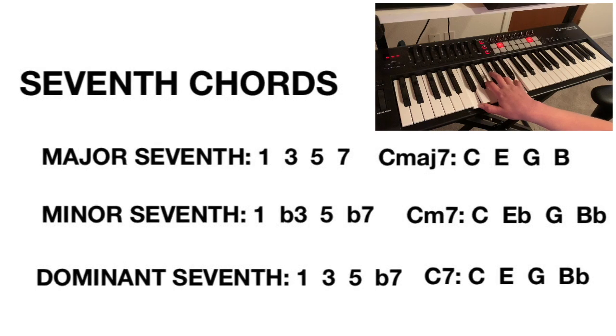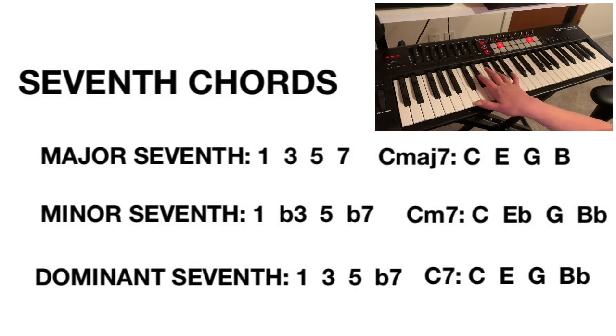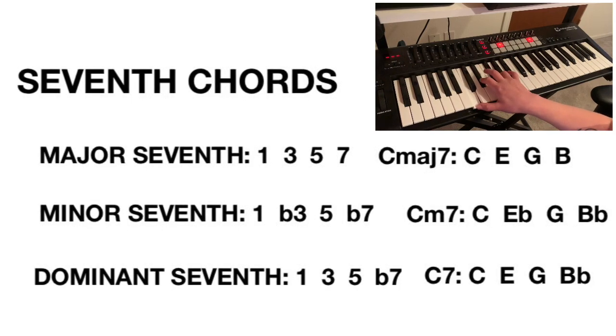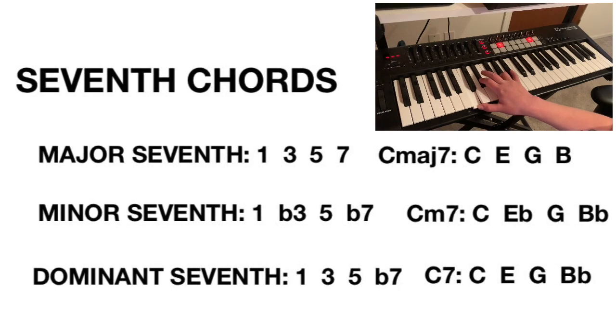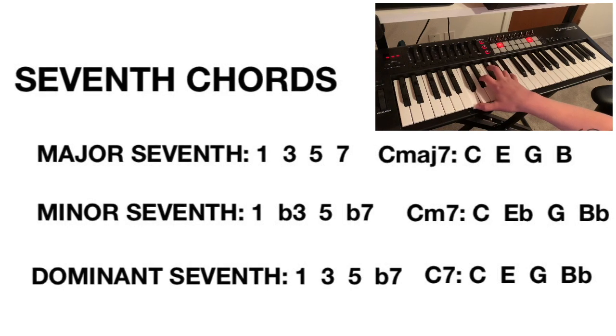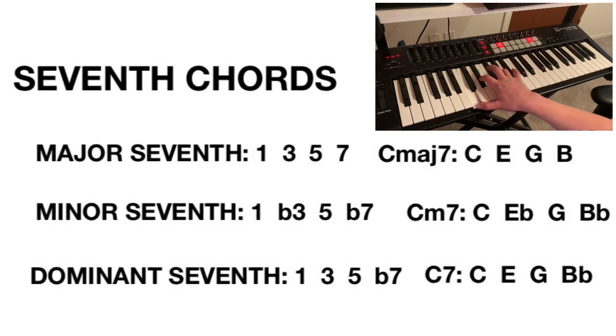If you have a minor chord, you can also do a minor seventh, so that 1, flat 3, 5 on the bottom. For example, in C minor, it'd be C, E flat, and G. And then my seventh note of the minor scale is B flat. So we play C, E flat, G, B flat.